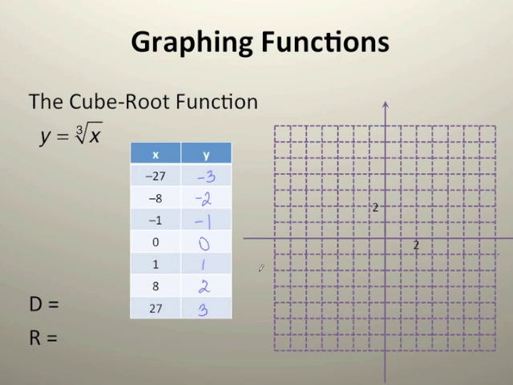Negative 8, negative 2 will be down here. Negative 1, 0, 0, 1, 1, and 8, 2. Now this really is the same shape as the last one, except it's just turned some. It's a little bit of a different angle, and it becomes a shape like this. Okay. The domain, all real numbers, and the range is all real numbers.